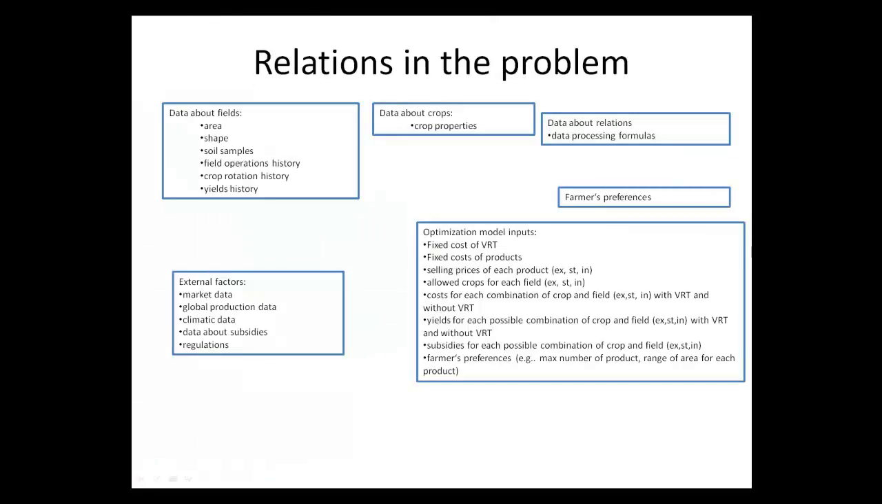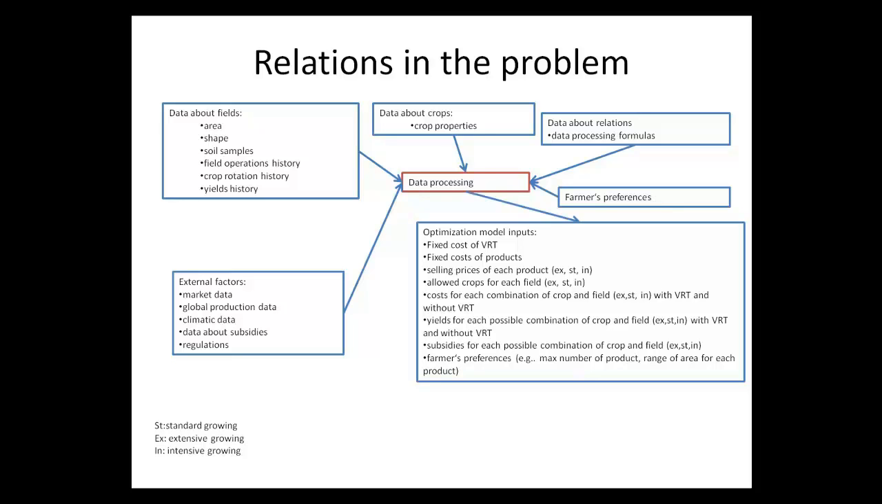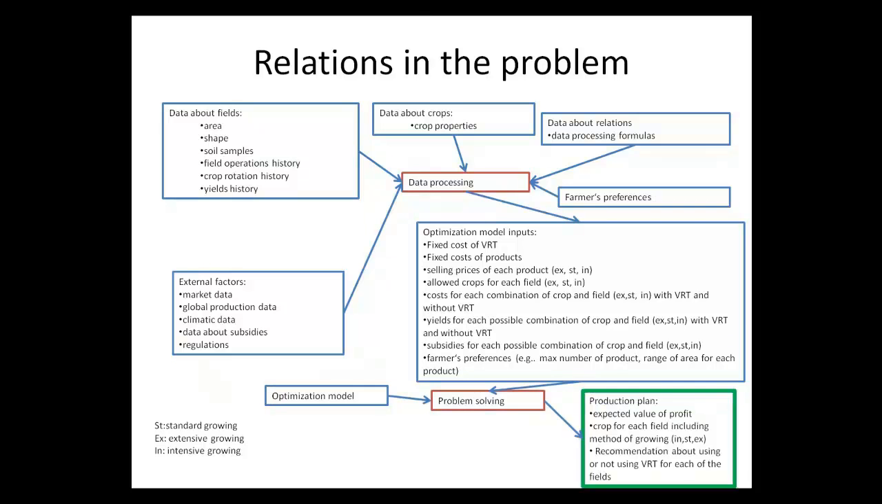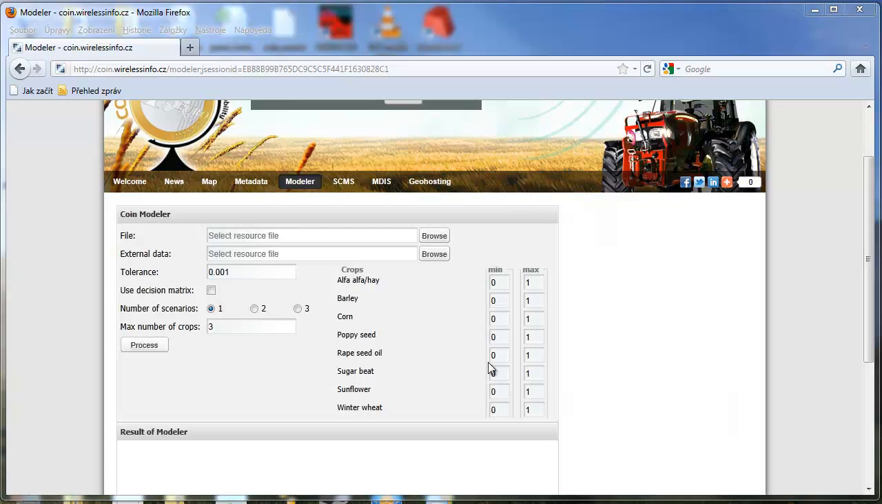The input data for the model are computed from data from our data sources. Then we have the input data for the model, and we put them together with the mathematical model. Then we solve the problem and obtain the optimal production plan. Let's briefly demonstrate using the production planning tool.